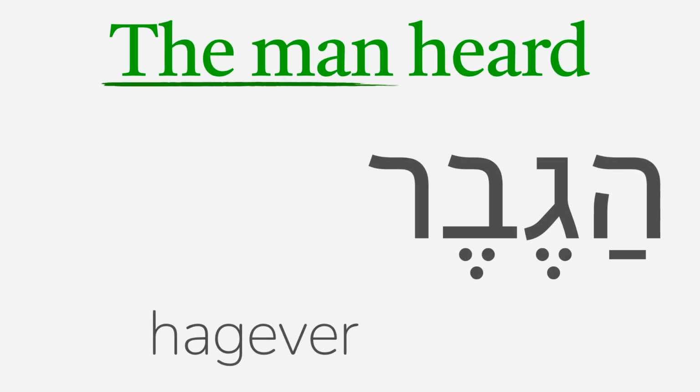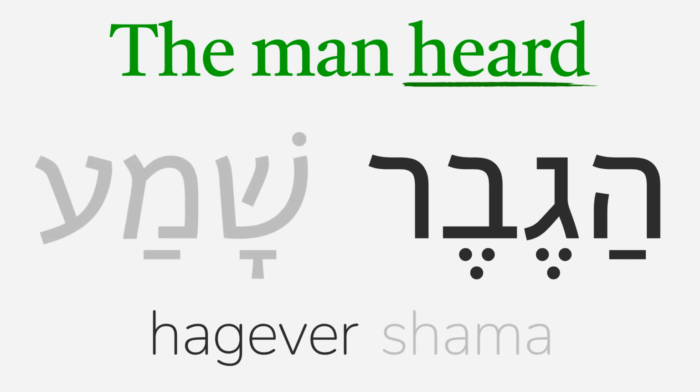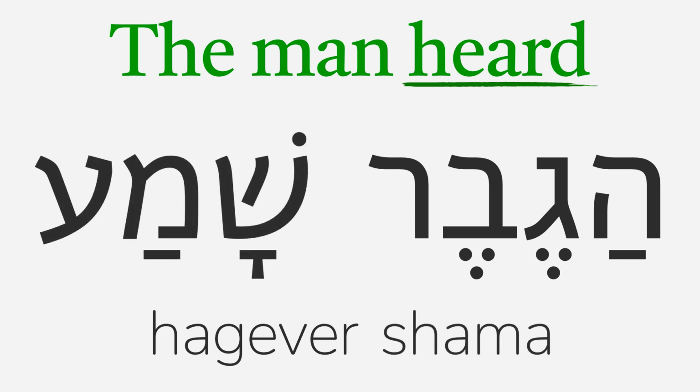Let's say the man heard. The man is hagever, and heard will be the hu form of the past tense, shama, since the man is a he. Hagever shama. The man heard. Hagever shama.